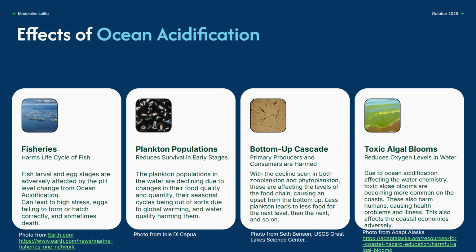The effects of ocean acidification that we see also affect fisheries, so the life cycle of fish is affected a lot. Their early stages especially can lead to high stress, the eggs failing to form or hatch correctly, and sometimes even death. Plankton populations are also declining a lot, including phytoplankton populations, which has effects on the food chain, causing an upset from the bottom up. Less plankton leads to less food for the next level, and then the next, and so on and so forth.